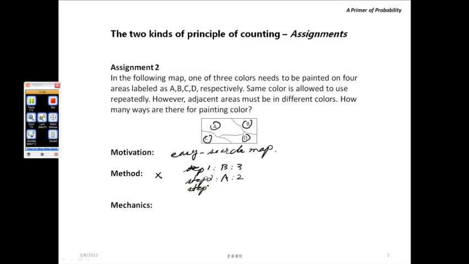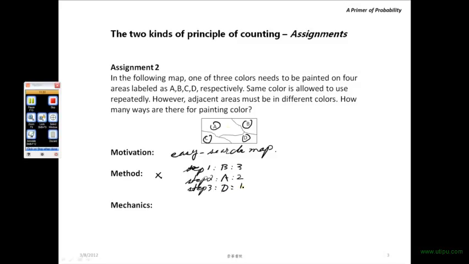Now, how about step 3? Step 3, area D. Let's look at area D. Area D cannot repeat B's color because they are also adjacent, and I can only use the remaining color after A's choice in step 2. So area D has 1 color to choose.